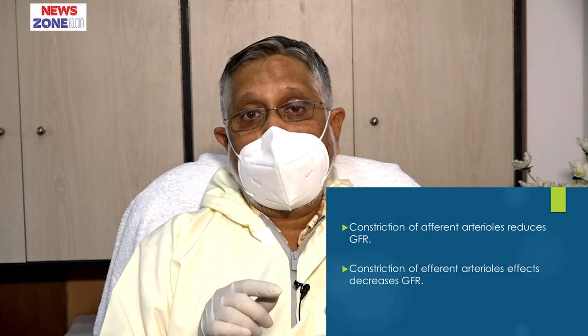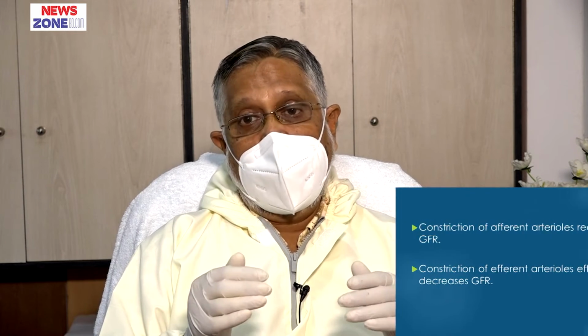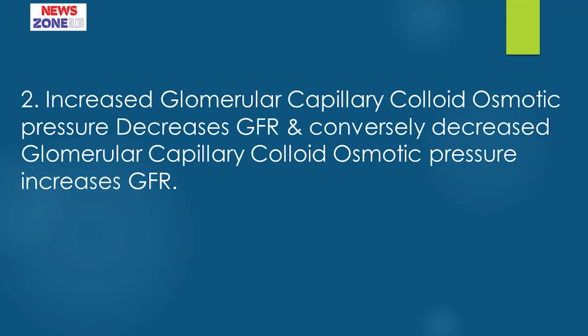This is about the glomerular hydrostatic pressure related factors, and it is very easy to remember. The three factors are there. One is the glomerular hydrostatic pressure, another is the oncotic pressure, another is the Bowman's capsular pressure. So naturally the second one will be oncotic pressure.